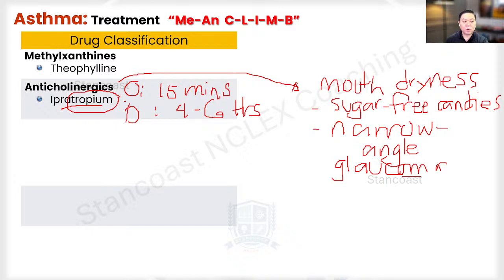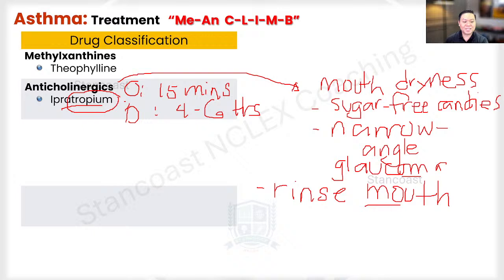Now, for the oral or the inhaled anticholinergic, you're going to teach the patient to rinse their mouth after the inhalation. Rinse mouth. This is a must, a very basic nursing care that you should know about when you are dealing with this patient, especially administering the anticholinergic.